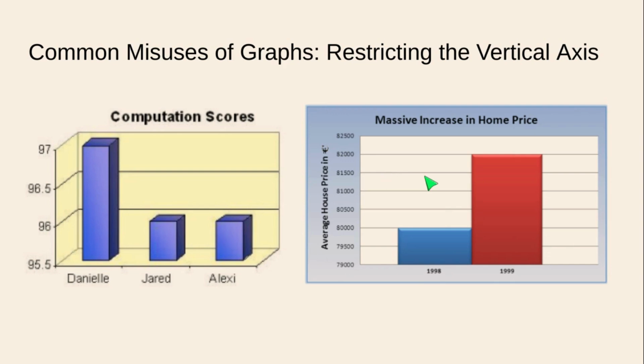Here's another one you'll see very early on if you were to search bad graphs. Massive increase in home price. Oh, wow, your home tripled in value. Actually, no, it didn't. It went from 80,000 to 82,000 euro, all right? That's not a huge increase, all right? Going up 2,000 euro, that's not a huge increase, all right? So this is a deceptive graph. You want to be looking out for those deceptive graphs, okay?